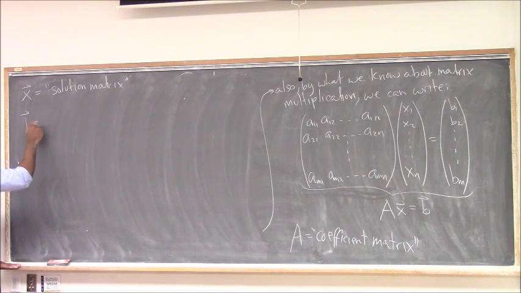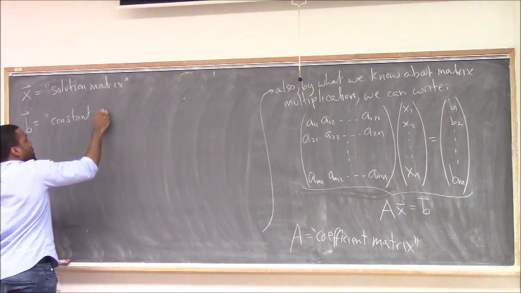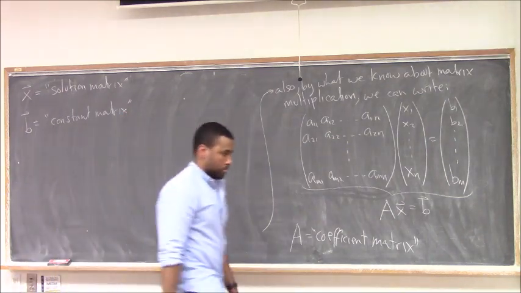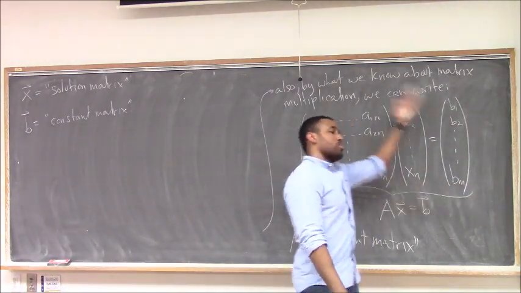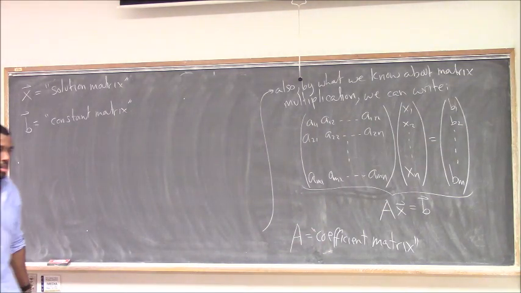The B is called the constant matrix. It has a bunch of constants in it, usually. If this also has variables, you'll move them to the other side using matrix subtraction and rewrite it so that there are only constants on that side.